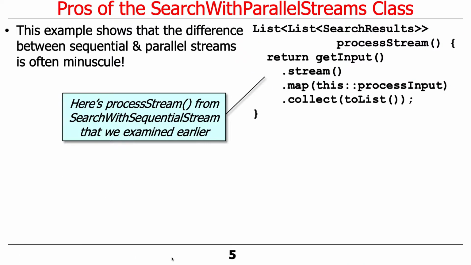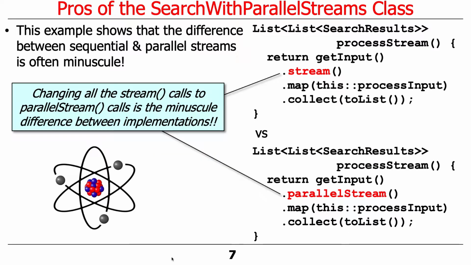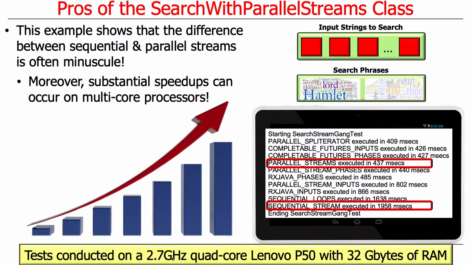Here's the original implementation of, say, process stream. Here's the new implementation of process stream. Here's the only difference. That's pretty darn cool. So minuscule changes, but big speed up.